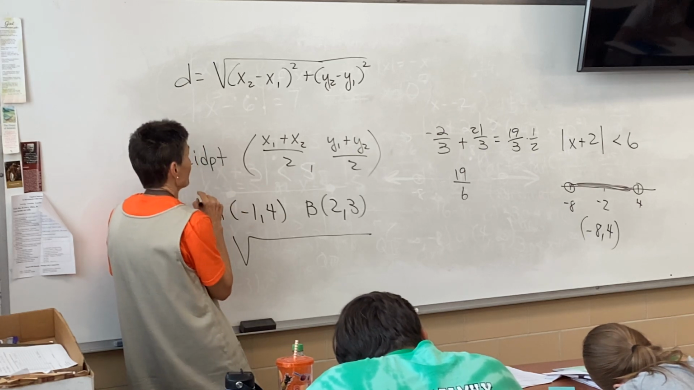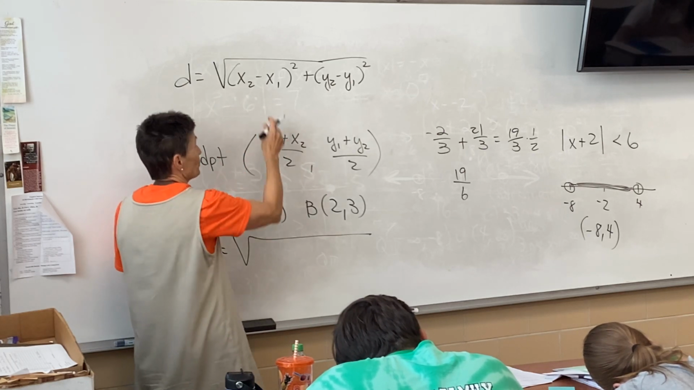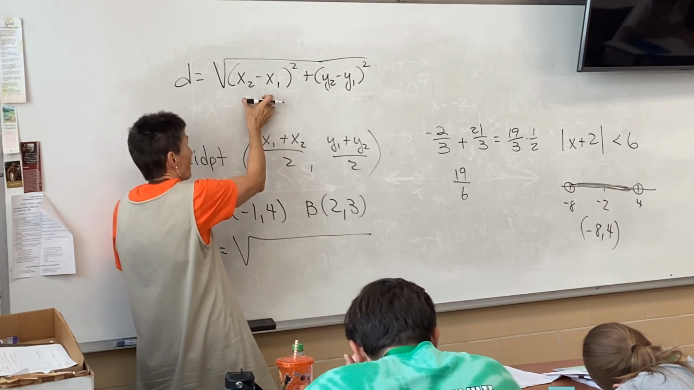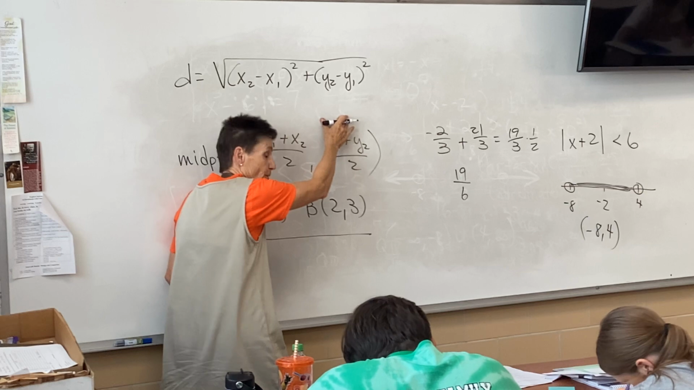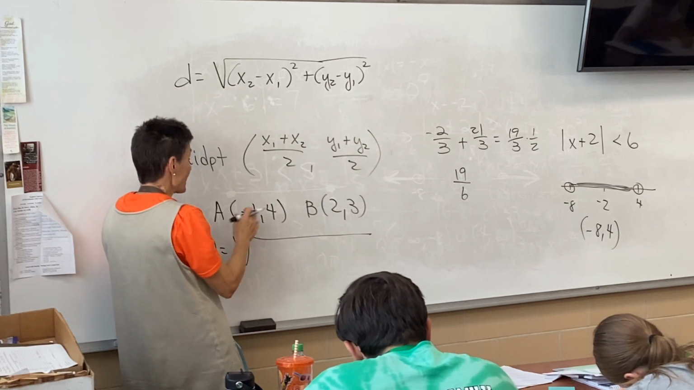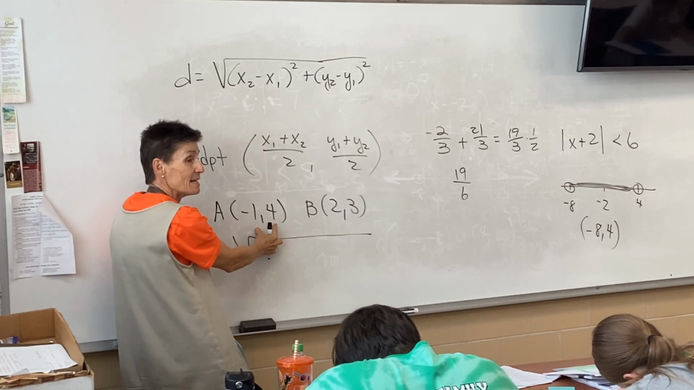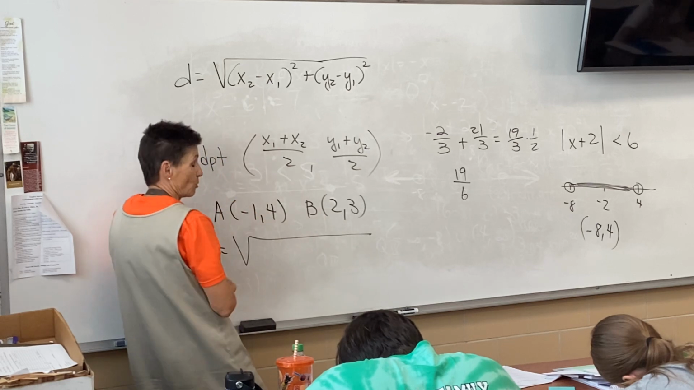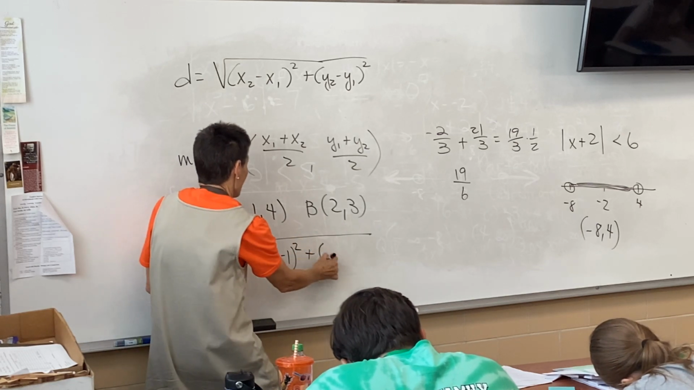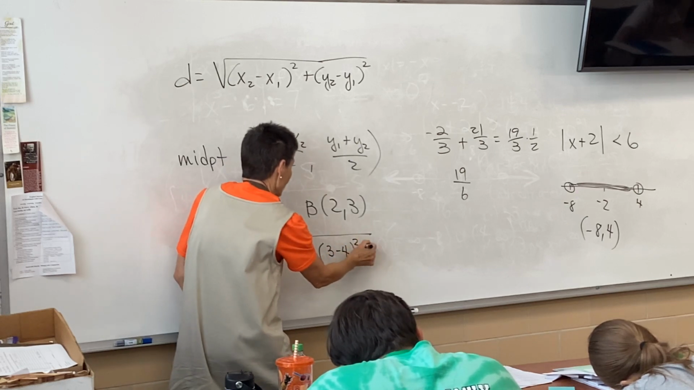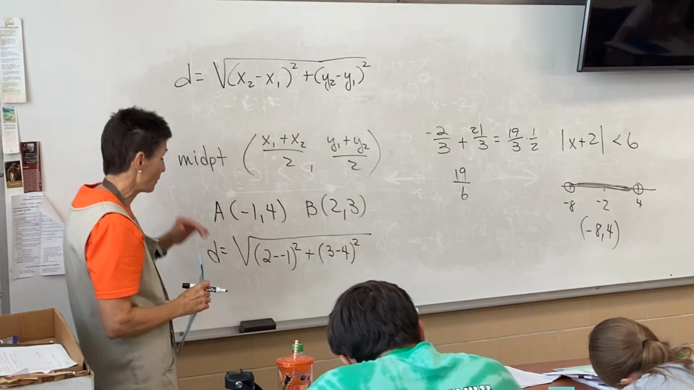We need to talk about that for a second, because whether we're doing distance or midpoint, our x's are together and our y's are together. So we're going to do that subtraction, but it's not going to be within the ordered pair, it's going to be between the ordered pairs. So 2 minus negative 1 and 3 minus 4, how does that look? Does that look better? Yeah, that's okay.